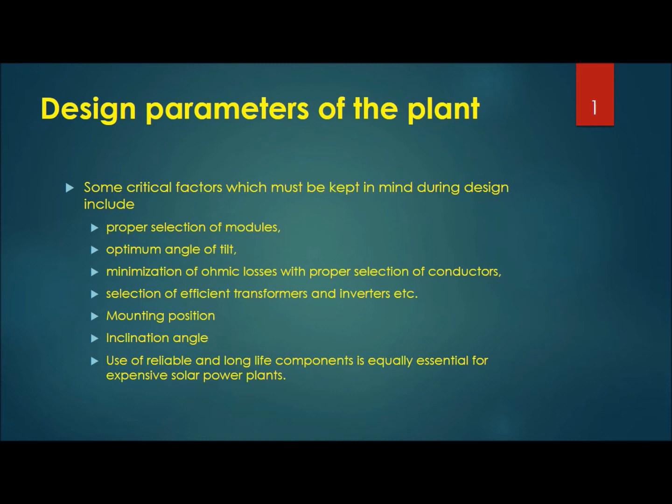Next one is inclination angle. This is the angle of the photovoltaic modules from the horizontal plane for a fixed, that is non-tracking, mounting. It is also noted that global radiation measurements are done on a horizontal surface. The maximum radiation can be obtained by tilting the surface at an optimum angle, which is determined by the latitude of the location.